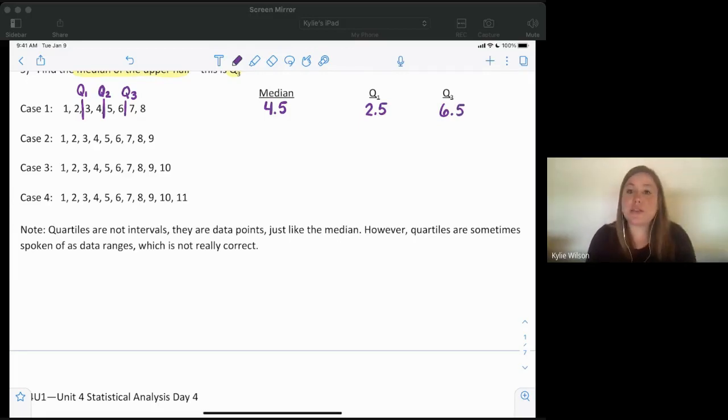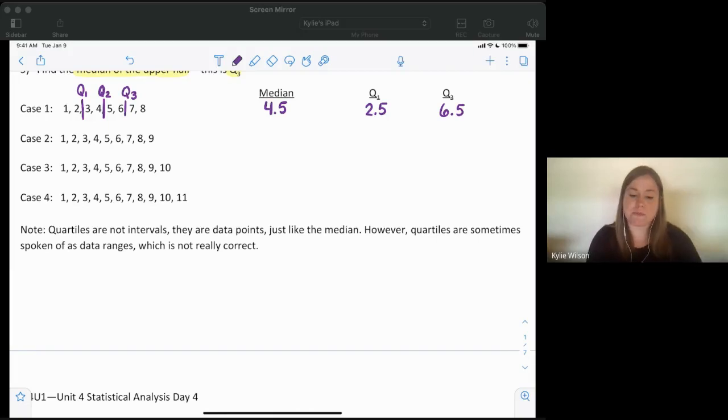Now I just want to verify that I accurately split up my data into 4 even groups. If I look, each group has 2 data points, so I'm all set and I've split it up properly. Now this case one was interesting because we have all decimal values. That won't happen all the time. Sometimes we will get whole numbers, and we'll have some examples of that too.